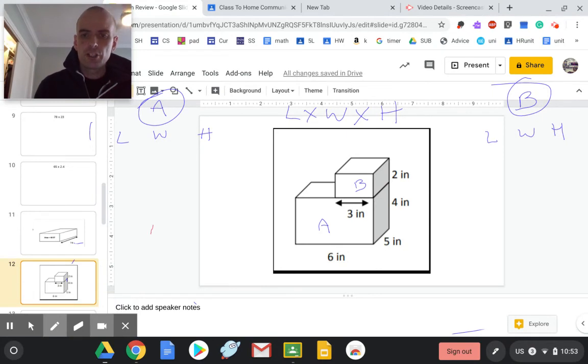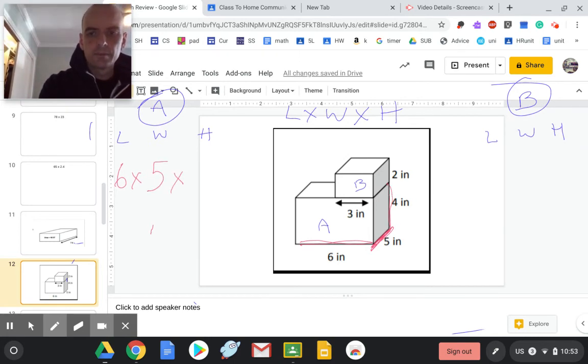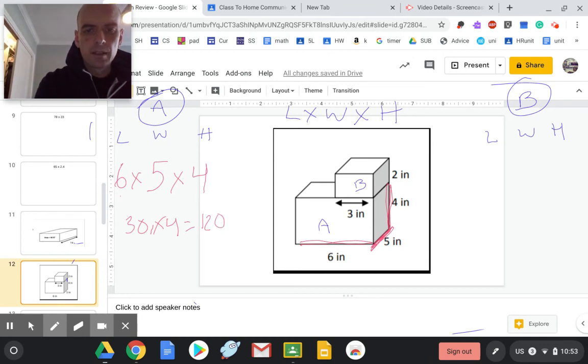Okay? Now, so shape A, I see the length here is 6. I see the width is 5. And I see the height is 4. So 6 times 5 is 30. Times 4 is 120 inches cubed.